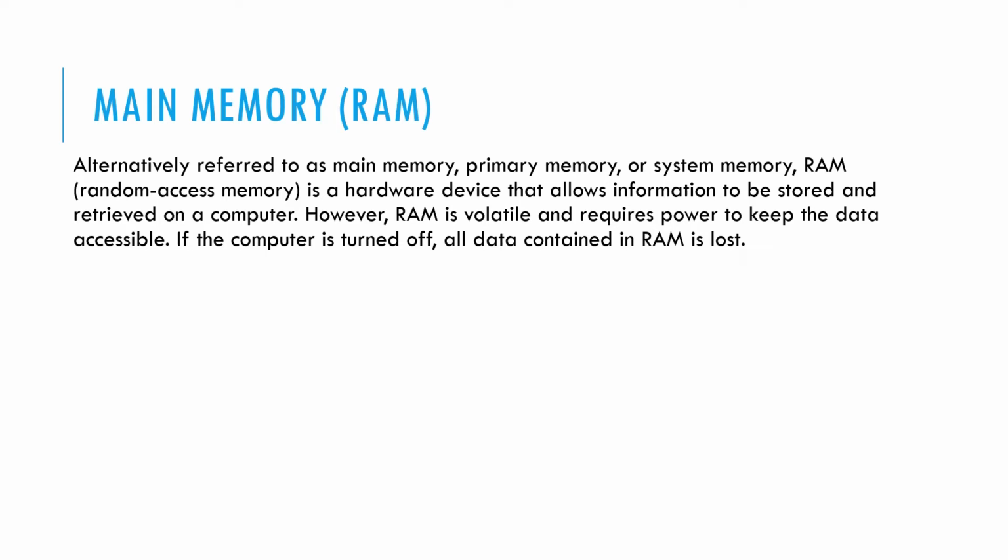Next, we have main memory, or RAM, alternatively referred to as main memory, primary memory, or system memory. RAM is a hardware device that allows information to be stored and retrieved on a computer. However, RAM is volatile and requires power to keep the data accessible. If the computer is turned off, all data contained in RAM is lost.